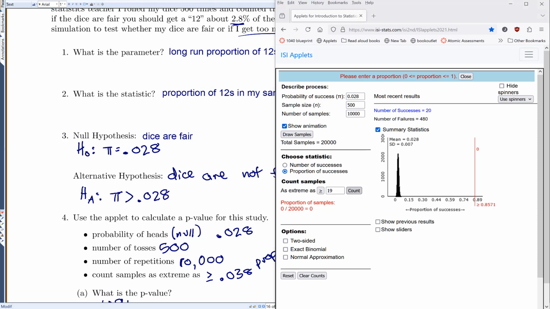Okay, so here's some troubleshooting. It's saying, please enter a proportion between 0 and 1. It's because I tried to write 19 while I was on proportions. If I switch to number of successes, I can put in 19. If I want to do proportions, I can do 0.038. It will switch for me automatically. Either way, this p-value is 0.1148.